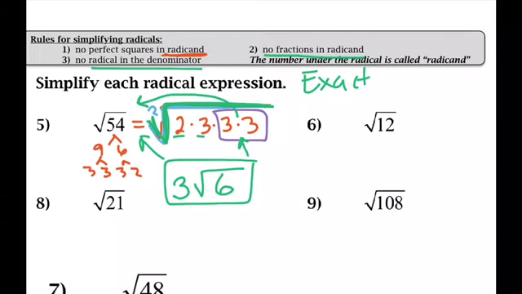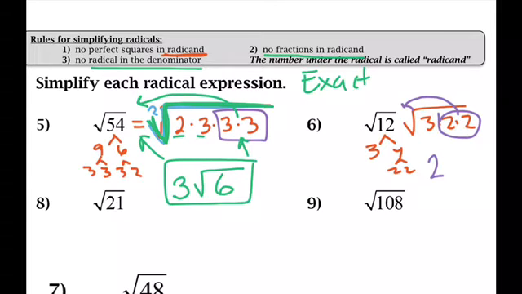So let's do number 6, the square root of 12. 12 is 3 times 4, and 4 is 2 times 2. So the square root of 12 is the square root of 3 times 2 times 2. Do you see a pair of anything? We see a pair of 2's. They're going to come out. The 2 comes out, one of them dies, and you've got 2 square root of 3. And that's your answer. That's your simplified radical.